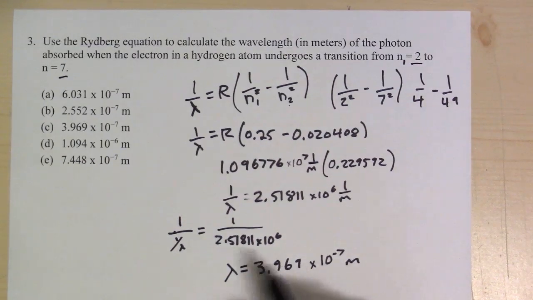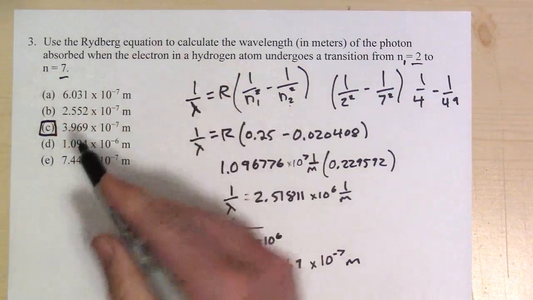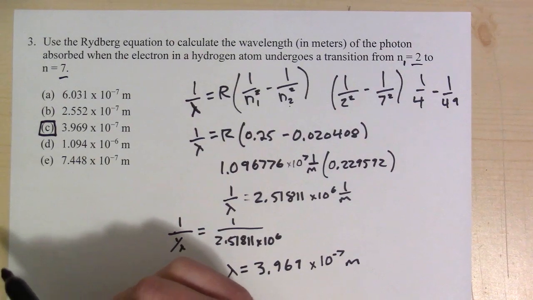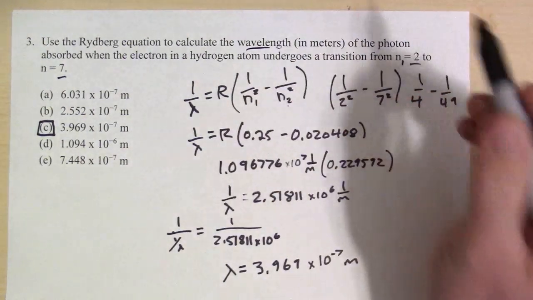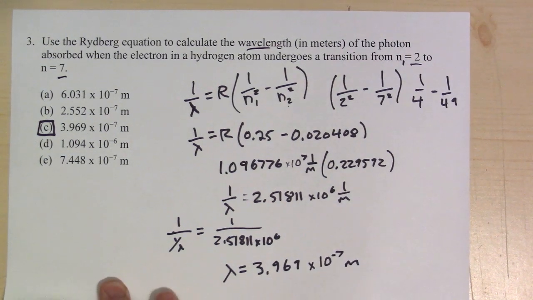So we see that that matches with C. So C, 3.969 times 10 to the negative 6 meters, is going to be the wavelength of the photon that we get when an electron undergoes that 2 to 7 transition for hydrogen.